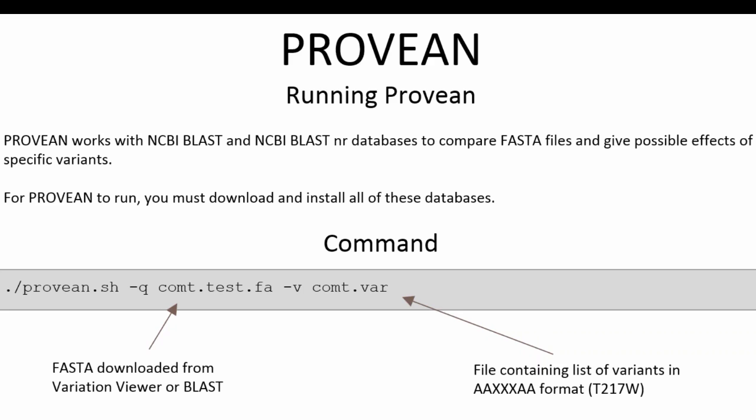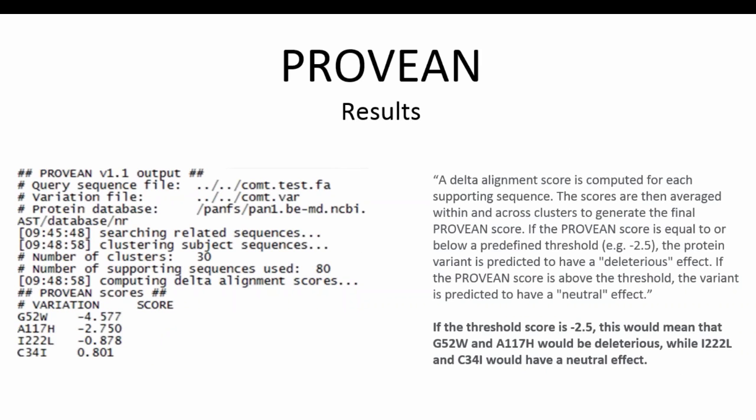This FASTA file is just the FASTA protein file from BLAST, and that .var file is just a text file that contains the variations that we used earlier, just a list of them. Then when you do this, it'll score those variations for you. It's a delta alignment score, and basically what this means is if you have a specific threshold score, let's say it's negative 2.5, then the first two variations would be deleterious, whereas the last two would have more of a neutral effect.